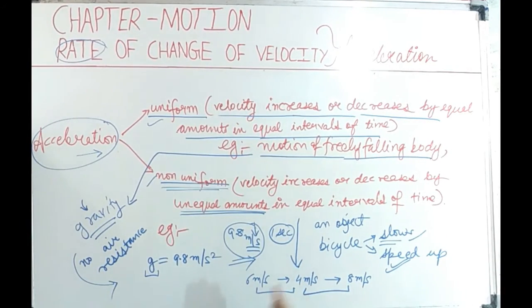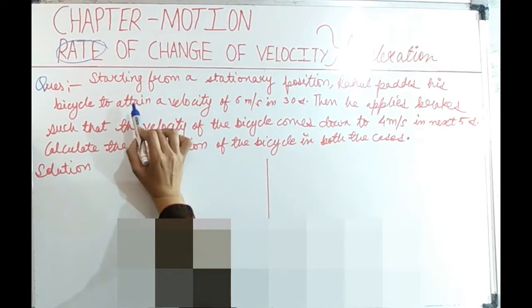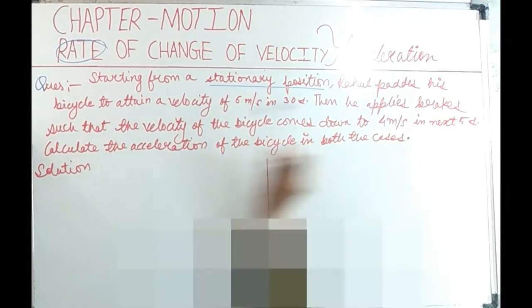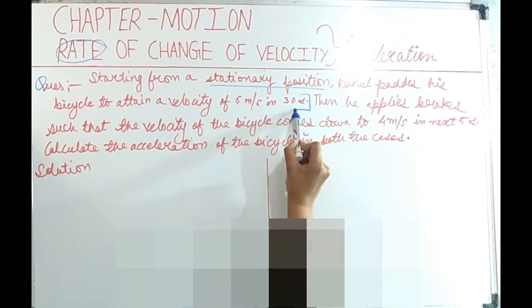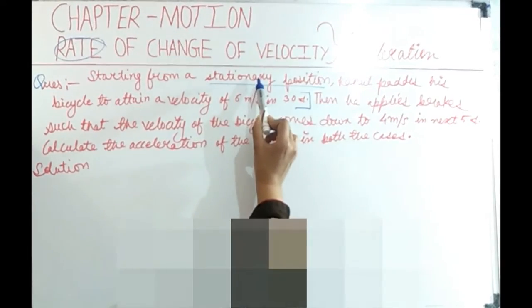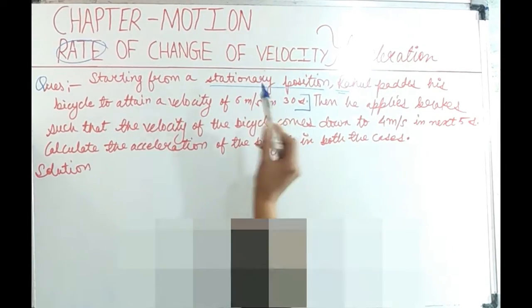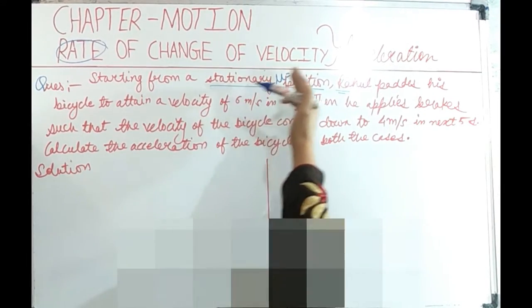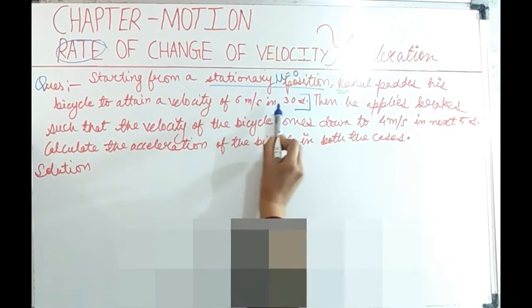Let's understand the concept of acceleration with the help of a numerical example. Let's understand the question first. Question says, starting from a stationary position, Rahul pedals his bicycle to attain a velocity of 6 meter per second in 30 seconds. This is statement number 1. From where the object has started? Object is Rahul here. Rahul has started from stationary position. Stationary position means u equal to 0. U is the initial velocity and that is 0.